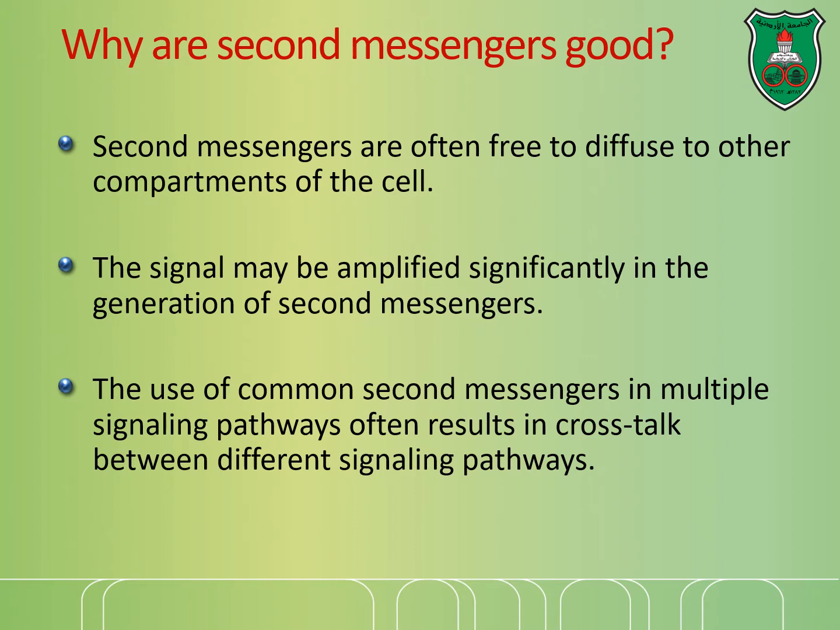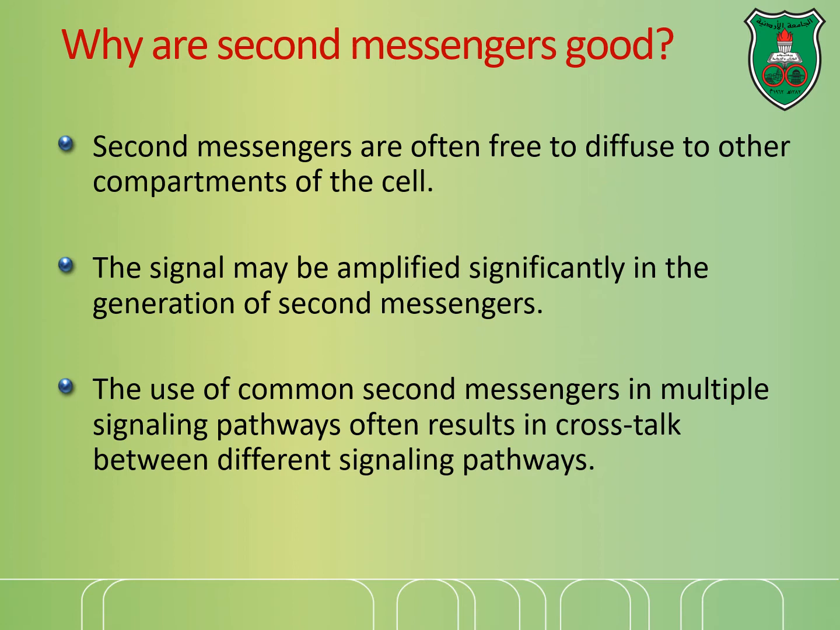So why are second messengers good? Second messengers like calcium ions, cyclic AMP, cyclic GMP, and so on. There are several reasons. One of them is that these second messengers are free to diffuse to other compartments of the cell. Okay, so you can have these second messengers being stored in the endoplasmic reticulum, and they can be released out of the ER into the cytoplasm.